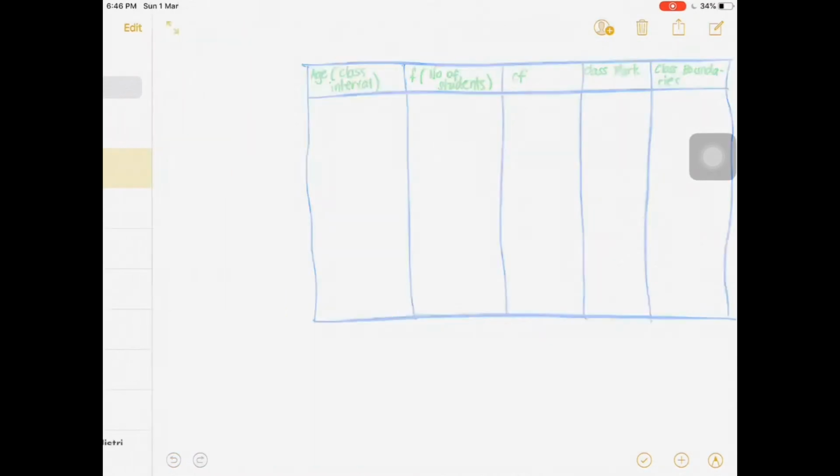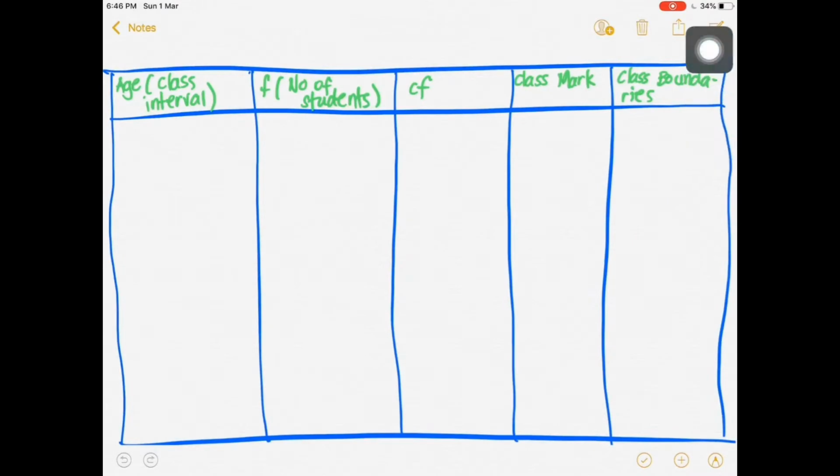In making a table for group frequency distribution, we will make 5 columns. First column is the age or the class interval. Second column is the F or the number of students. Third column is the frequency distribution. Fourth column is the class mark. And the fifth column is the class boundaries.